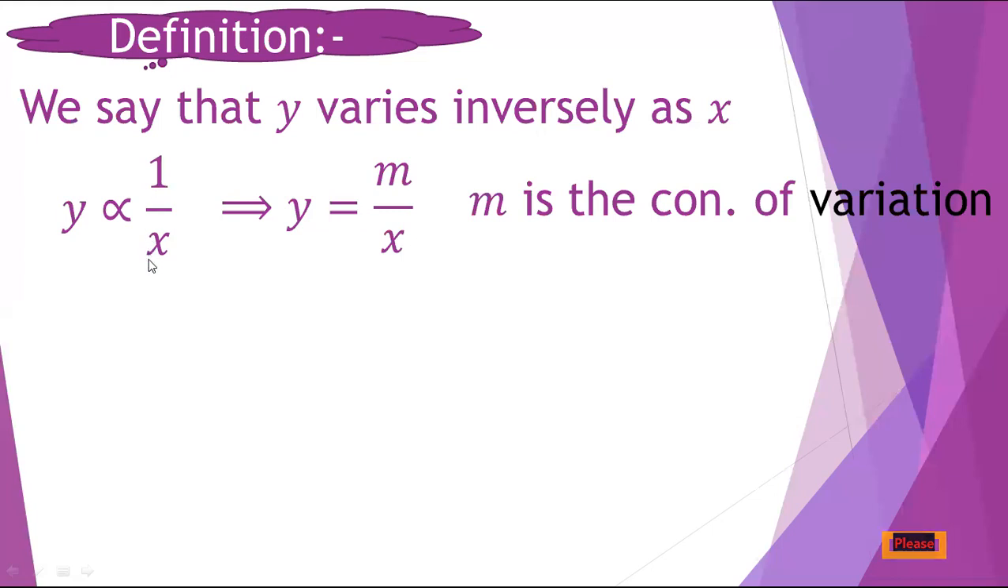And we said last session, cancel this sign and put equals m. Then y equals m over x, not y equals mx as in the direct variation, such that m is the constant of variation. And if we have two values of y and two values of x, we write y1 over y2 equals x2 over x1. But in direct, y1 over y2 equals x1 over x2. In direct, if the value of y increases, then the value of x will increase. But here, if one of them increases, then the other decreases.